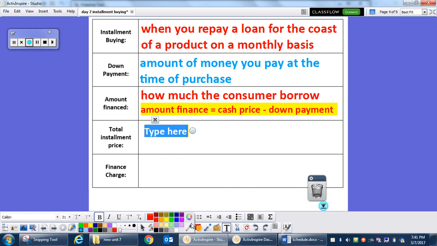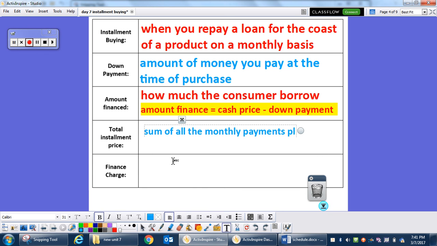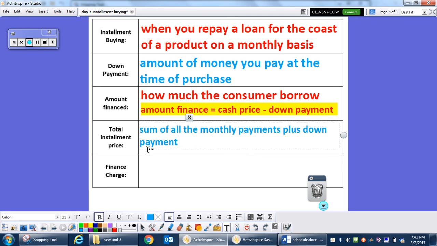Okay, the total installment price, let me switch back to normal, is the sum of all the monthly payments plus the down payment. Okay? And then the finance charge, so that's what we've been calculating this whole unit, is going to be the interest charged on the installment loan.